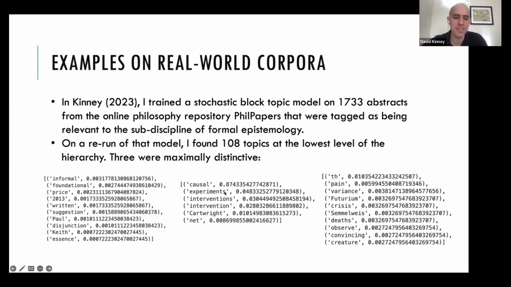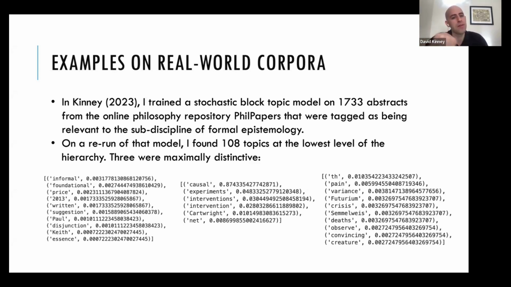So this is clearly, in my interpretation, a topic about causation in the philosophy of science, right, as it relates to formal epistemology. And we're seeing that it's very distinctive. It's maximally distinctive. It's basically entirely preserved at this second level of the hierarchy, right? The model doesn't want to lump it in with anything else, right?